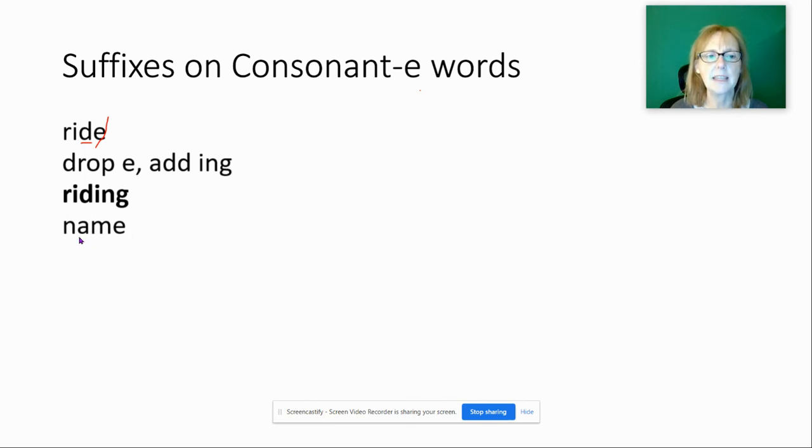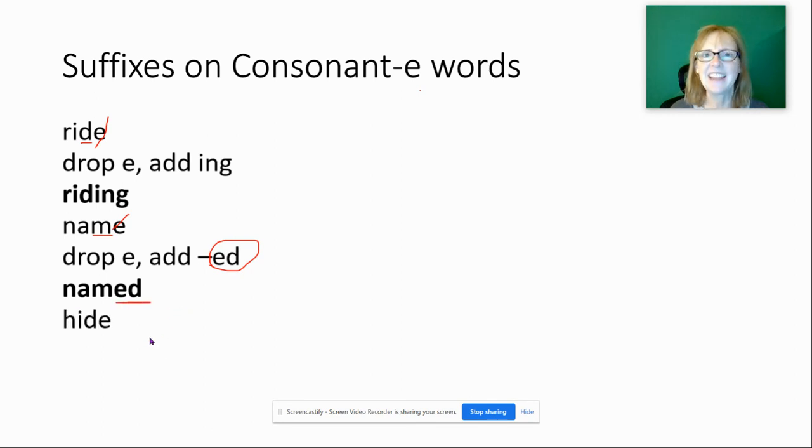Same with name. In this case, we have long A. Then we have our consonant is M and the silent E. We're going to drop the E and add ED. Named. It's just easier. I know it seems like we're just adding a D, but if you think of this as a whole ending every time, then you'll remember the dropping E rule better. So drop the E and then add on ED.